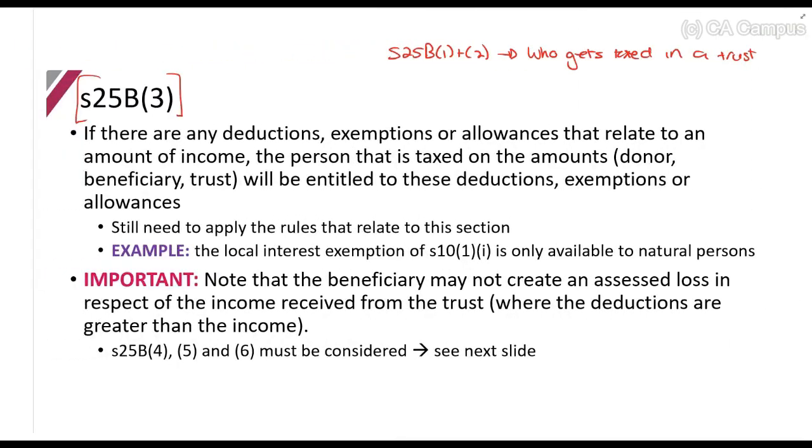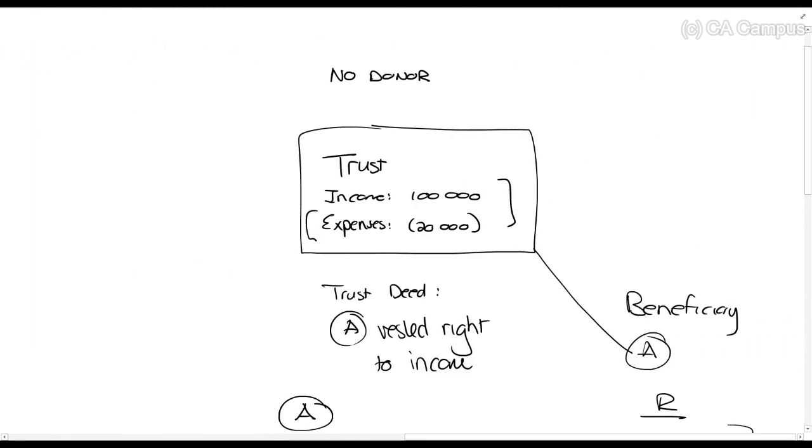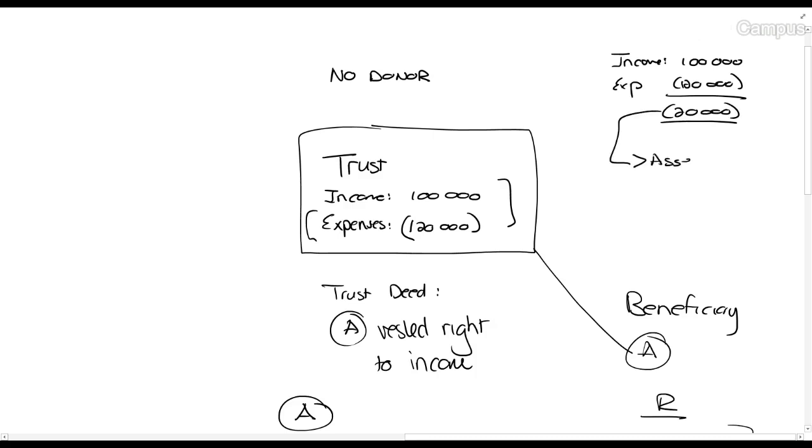But now, very important here, please note that the beneficiary may not create an assessed loss in respect of the income received. So what does that mean? Let's say, this expenses we had here of 20,000 rands, I'm going to change that. Let's say that was 120,000 rands. Now remember what this means for us. It means income 100,000, expenses 120,000. So usually what this means for us is we have a 20,000 rands assessed loss that is usually carried forward and then used in terms of section 20 in the next year.